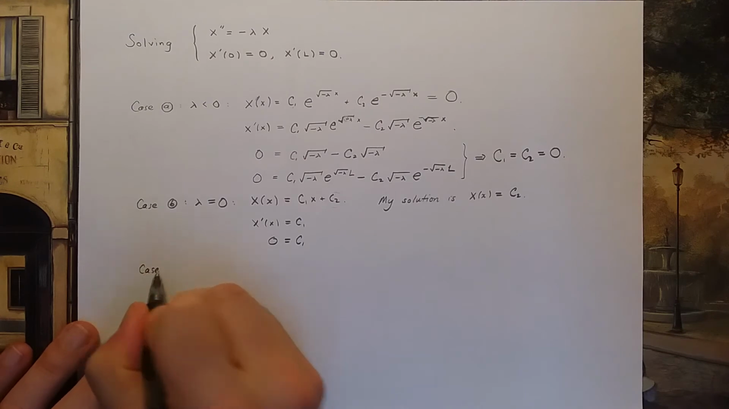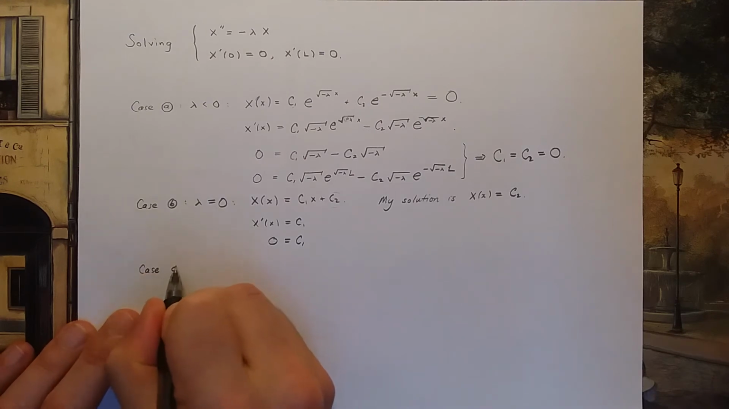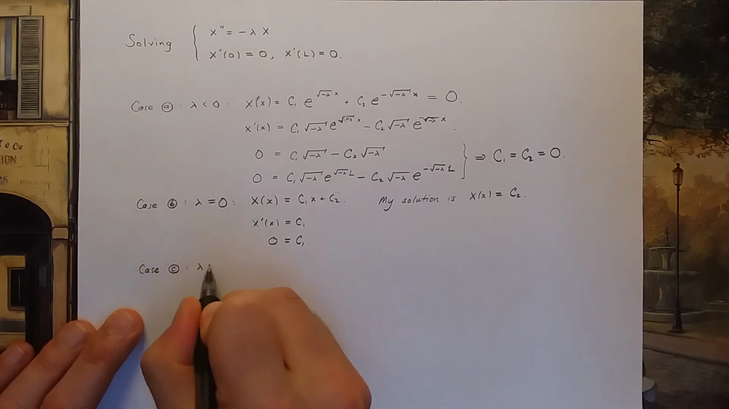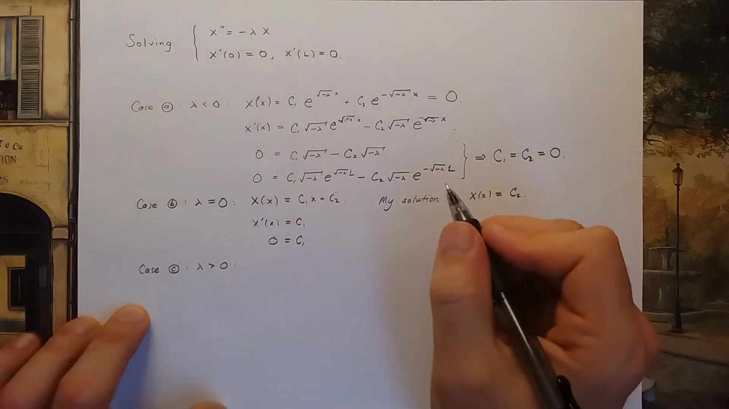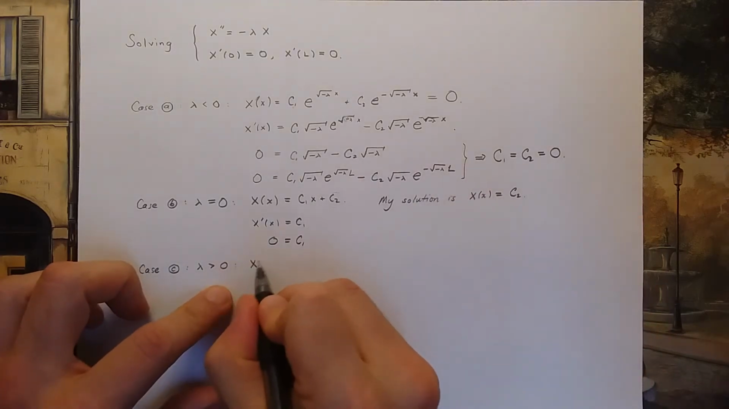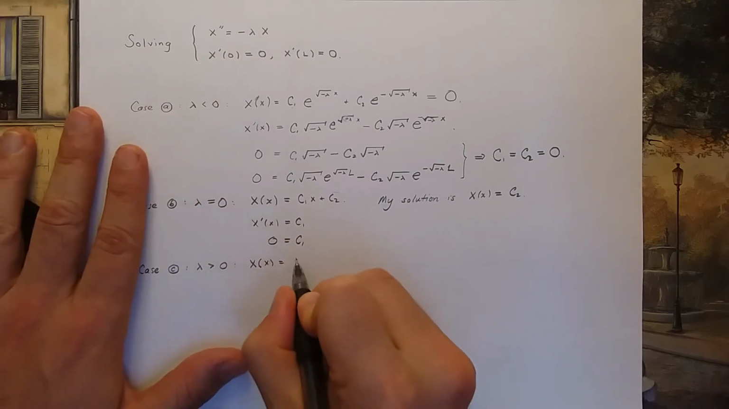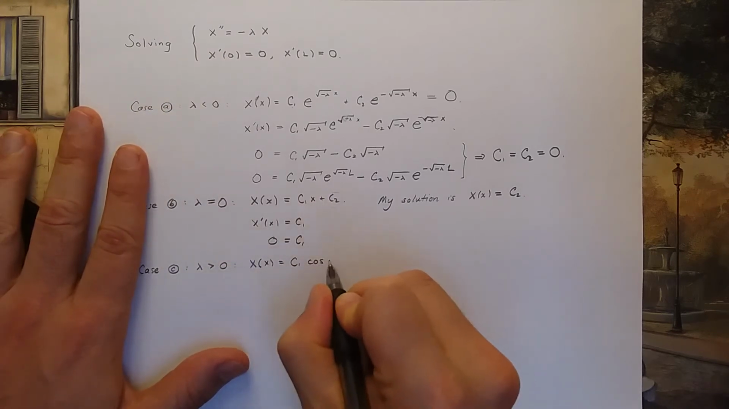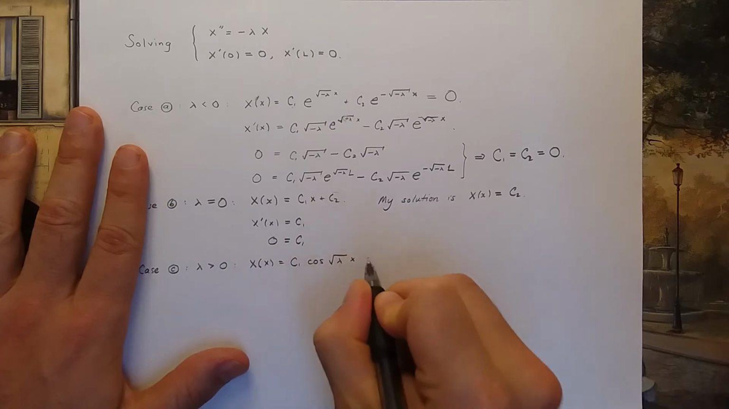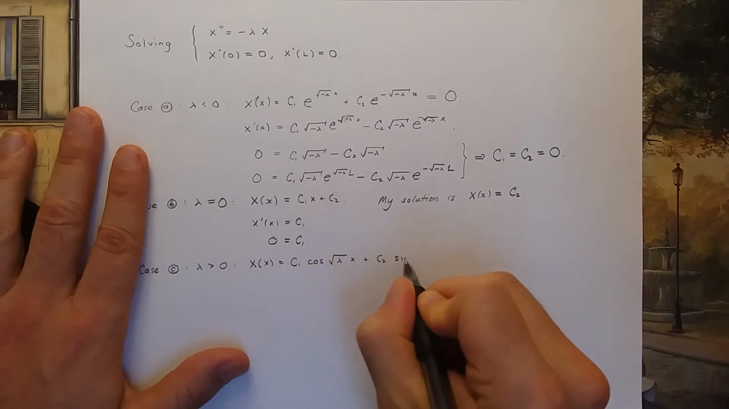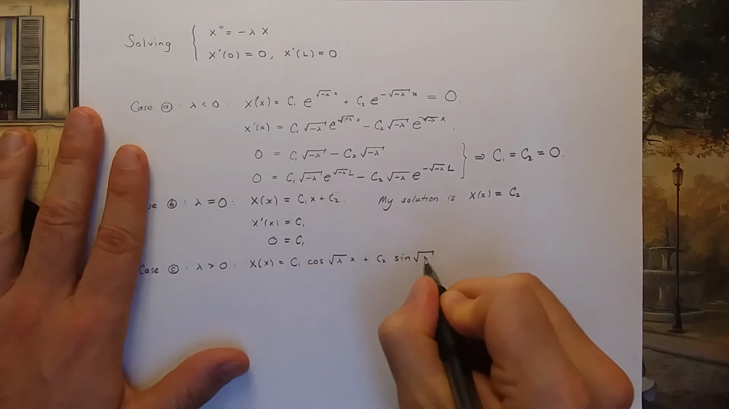Let's see if we get any solutions in the third case. That's when lambda is positive. So in this case, the form of the general solution to this differential equation looks like C1 cosine square root of lambda x plus C2 sine square root of lambda x.